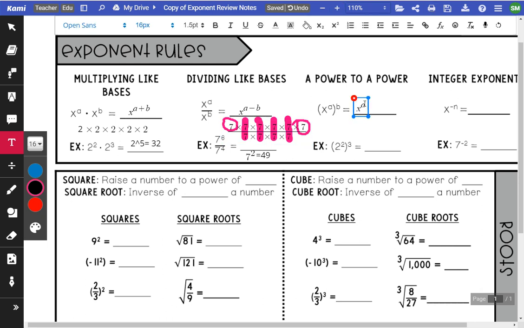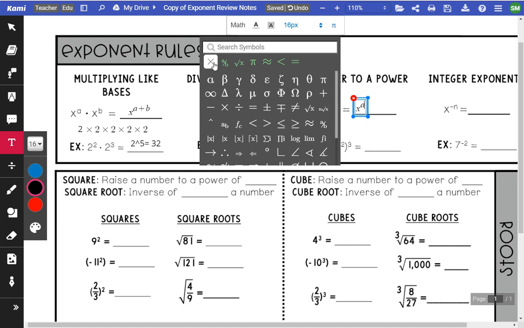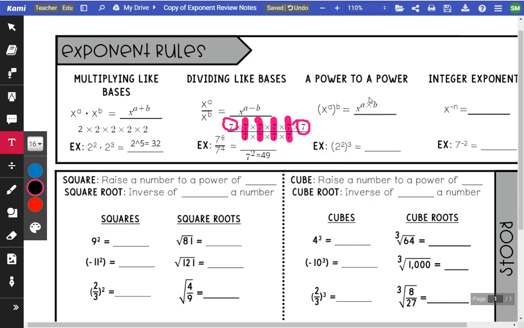Okay. X to the a, let me see if I can get back over to where I was, and I need times b. There we go. You multiply the exponents in this case. Let me show you what that looks like when I write it out, which I always encourage you to do. You're going to have 2 squared to the 3rd power.